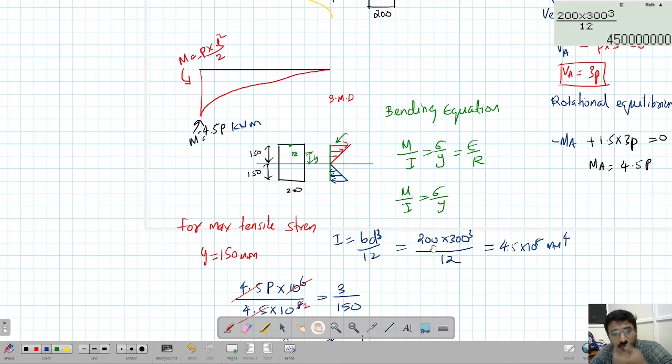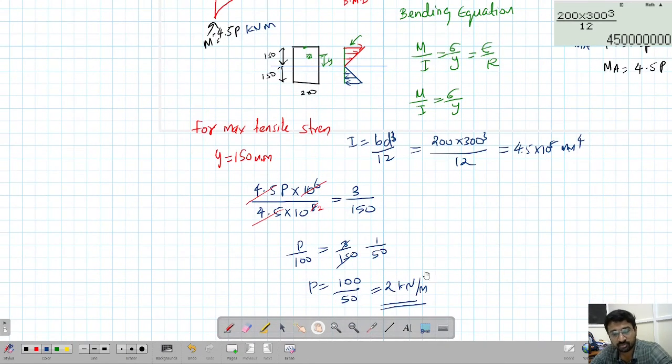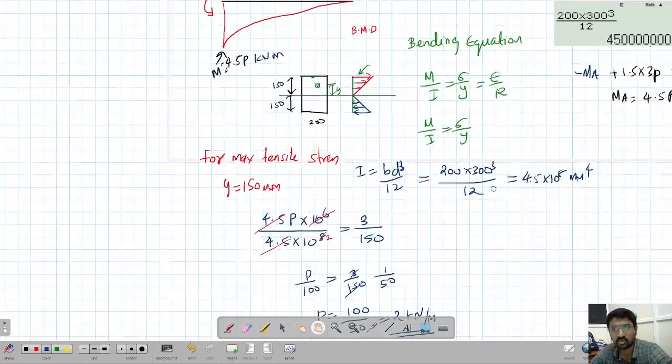Now if you increase the UDL, what happens? This is the maximum stress that can be reached. If you increase the UDL, the moment will increase automatically because it's 4.5 times P. When the moment increases, the stress exceeds its value, that is 3 MPa, and it will break in tension. If this UDL is less than 2, let's say 1.5, the maximum stress will be less than 3 MPa at the top. So this is how we solve this problem.